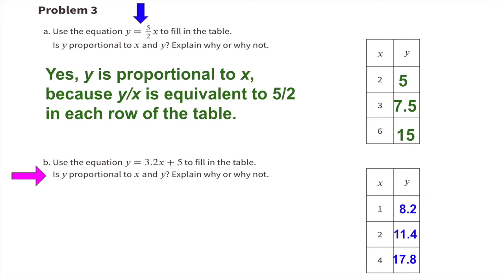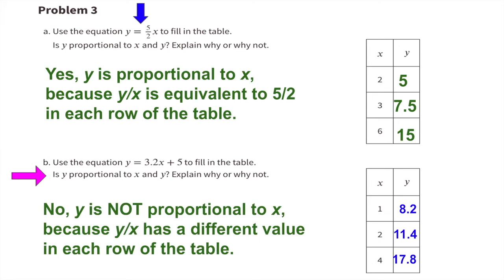Is y proportional to x? Explain why or why not. No, y is not proportional to x because y divided by x has a different value in each row of the table. For example, if you look at the table now, you see a value of 1 for x and a value of 8 2/10 for y. If we double the value for x, or double 1, we get 2. But if we double y, or double 8 and 2/10, we would get 16 and 4/10, not 11 and 4/10.